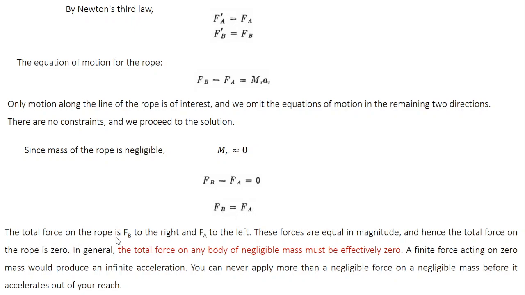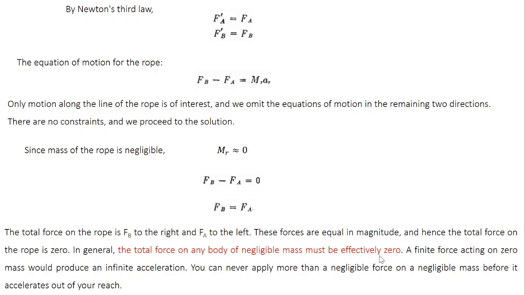The total force on the rope is Fb to the right and Fa to the left. And we have found that these forces are equal in magnitude, and hence the total force on the rope is 0. So even though we have derived this result specifically for this case, this is quite a generic finding. In general, the total force on any body of negligible mass will be negligible or effectively zero.